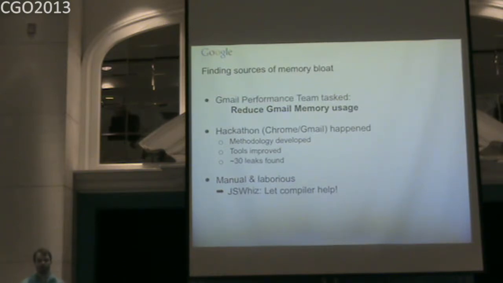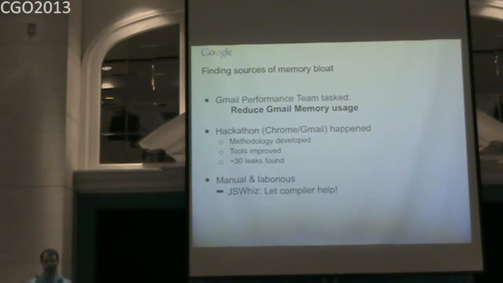Find out why some users are experiencing this high memory usage and try to reduce it. Back in March of last year, a hackathon occurred between the Chrome and the Gmail team. They sat together and they developed a methodology to track these leaks, improve the tools by which to triage them, and they found around 30 leaks which they fixed and put into production. But this was still a very manual and laborious task. It required looking at the data logs and the actual execution numbers and memory usage, trying to reverse engineer it back to where in the actual source code these occurred.